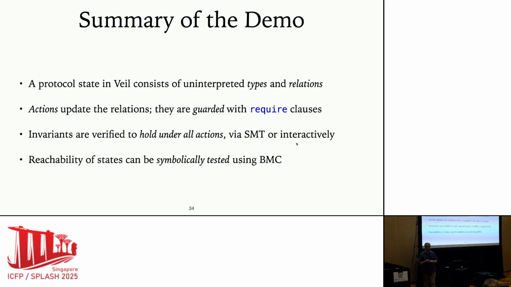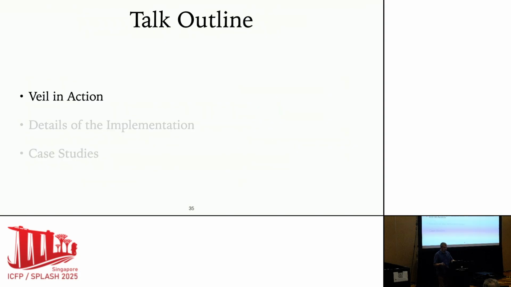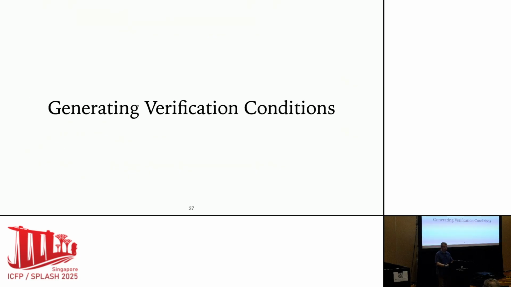So actions update parts of the state, which are mostly relations, and the invariants are verified to hold under all actions, either via SMT or interactively. And you can test reachability or safety symbolically using SMT. Okay, so what I was planning to talk about is the details of the implementation, which has to do with how we generate verification conditions.